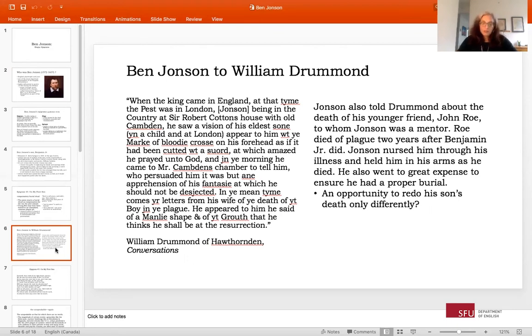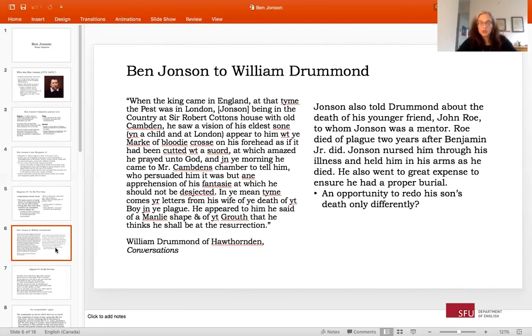According to the story that Johnson told William Drummond, Johnson had an uncanny premonition of his son's death before it happened. Apparently, the night before he got the news, he dreamt that his son appeared to him, no longer a child, but a grown man, with a bloody cross etched into his forehead. That would be a cross like the ones that were painted on doors in quarantined houses during the plague. This was a cross that was cut into Ben Jr.'s skin.